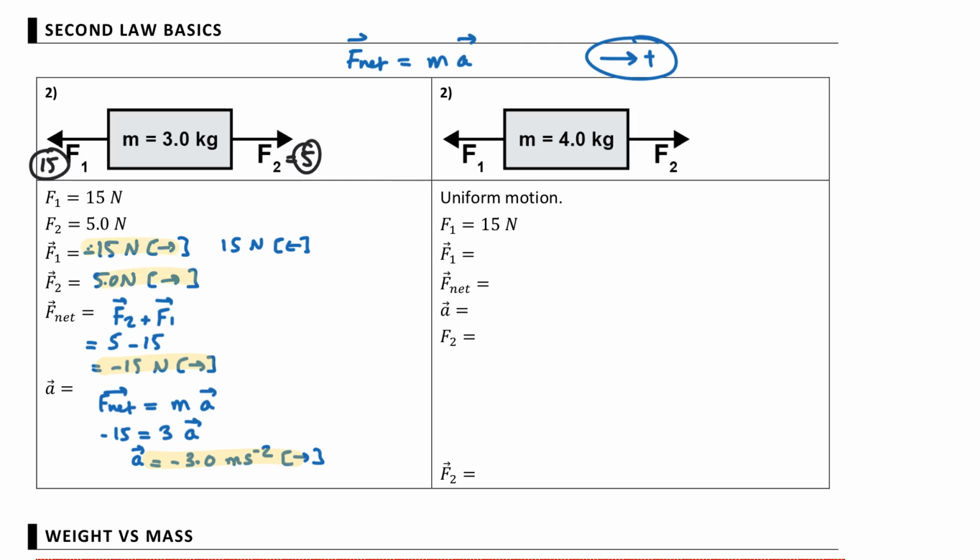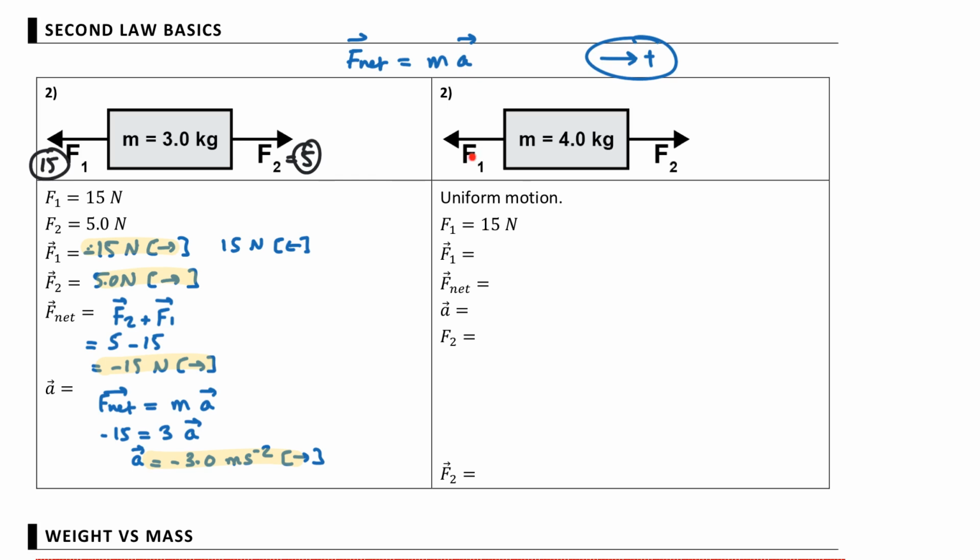Let's do one other example in this direction. We have our mass. We've got force 2 acting in that direction, force 1 acting in this direction. And do we even have enough information? Well, maybe. We're told that it's uniform motion, and if it's uniform motion, that means the forces are balanced, so these two values must be the same.